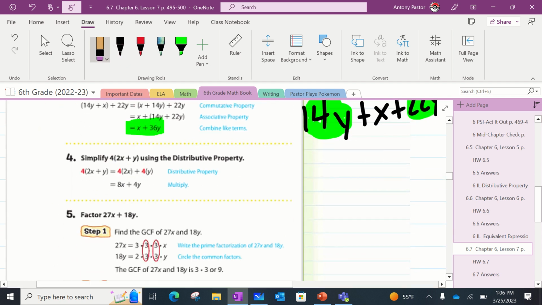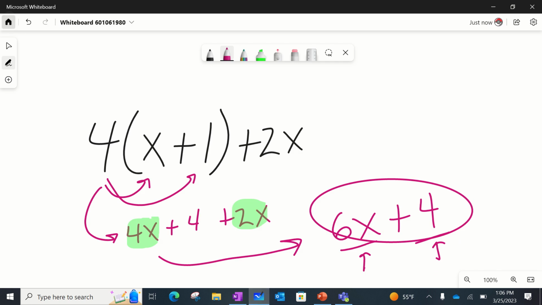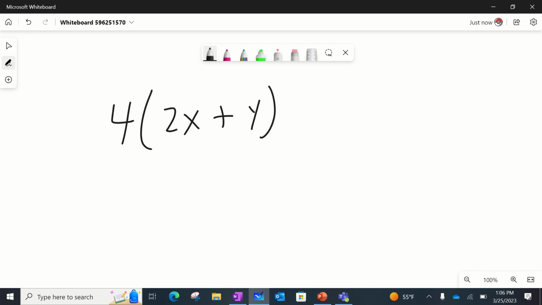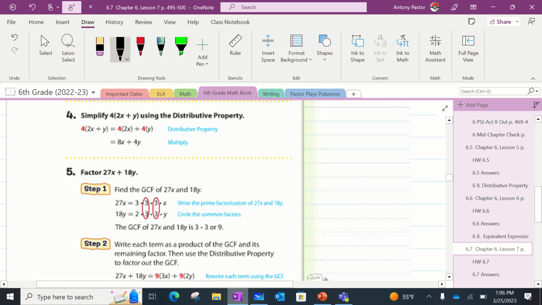All right, so let's try to simplify this one. 4 times, and then in parentheses, 2x plus y. We're going to use the distributive property. 4 times 2x plus y. The 4 will be distributed into each one. 4 times 2 will be 8 with the x at the end, plus 4 times y will just become 4y. And that's it. That's literally it.